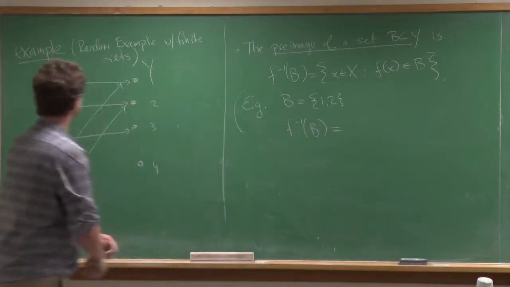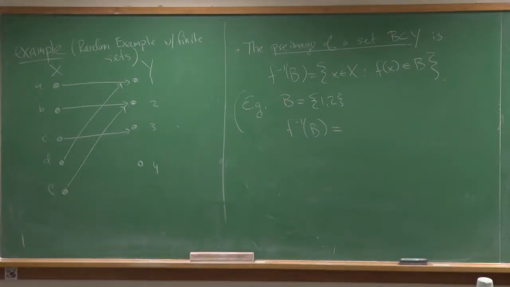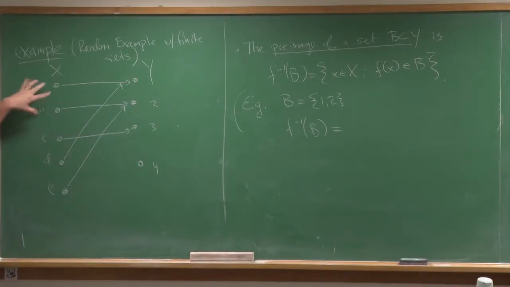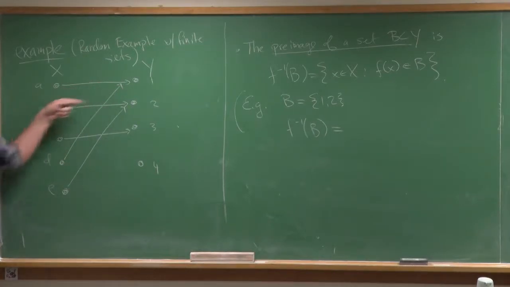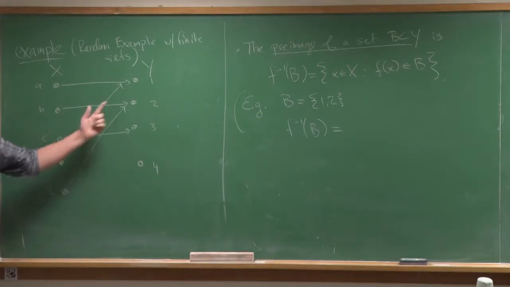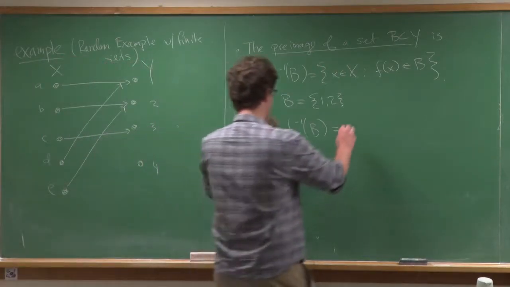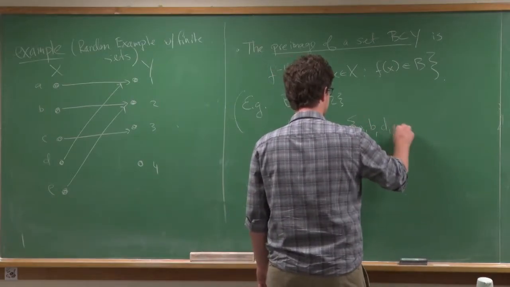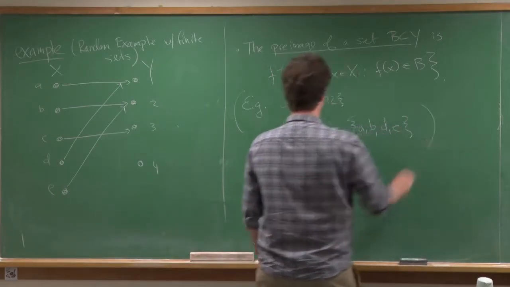Okay? So here, f inverse of B. So what would this be? What is the preimage of these points here? So it's just the things that they get hit by. So this is the preimage. So it's all the things that hit those guys. All right? So this would be the set A, B, D, E. Okay? So this is the preimage.